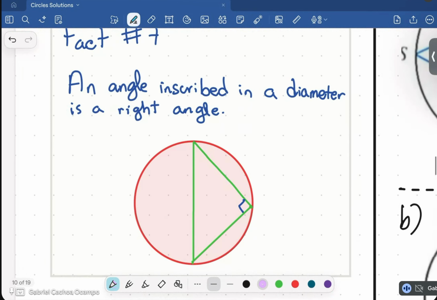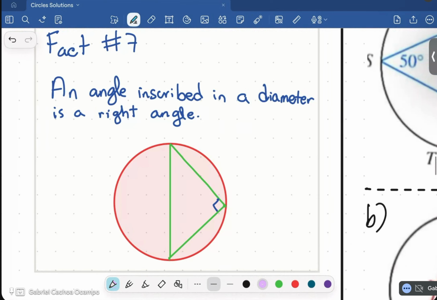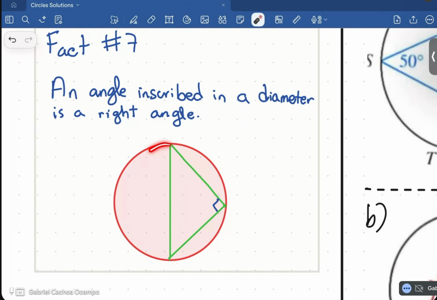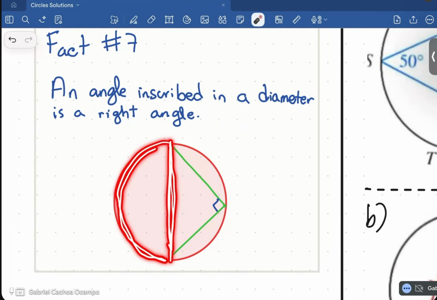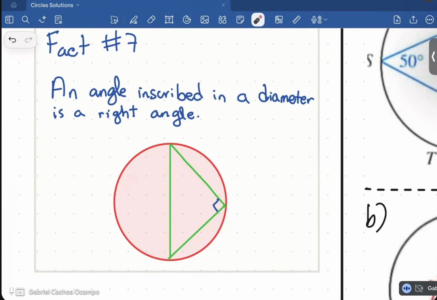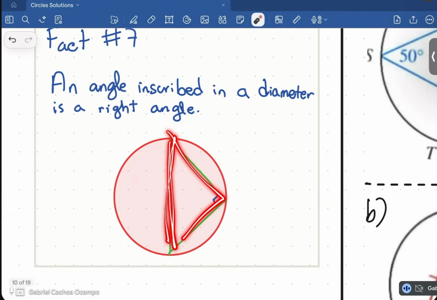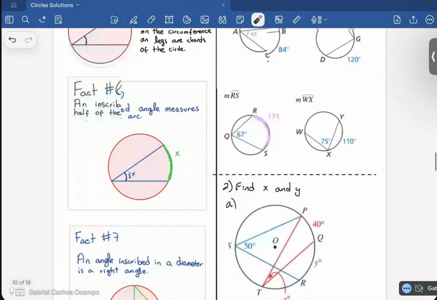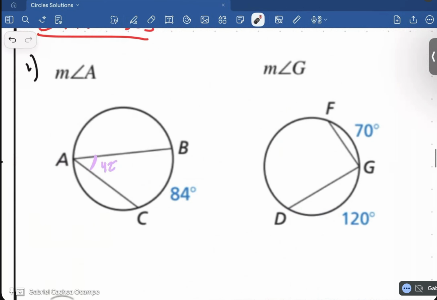And now the other one. If we know that fact, then this one is kind of clear. Because look, here, if I have a diameter, that means that this arc measures 180. And if that measures 180, that means that this inscribed angle measures half of 180, which is 90. So whenever I have a diameter, the inscribed angle to a diameter is a right angle. Okay, so let us practice a little bit of these ideas.